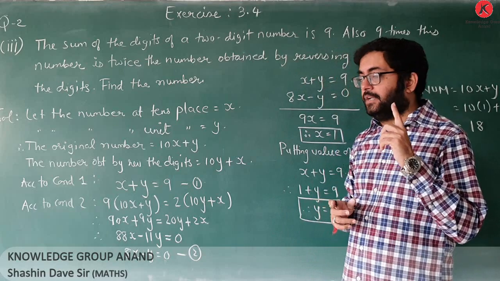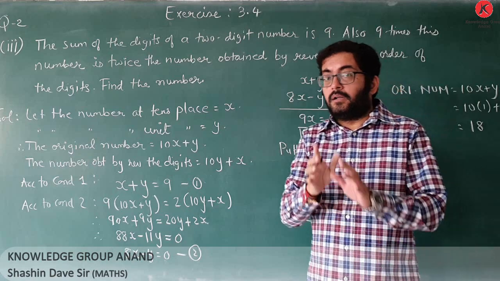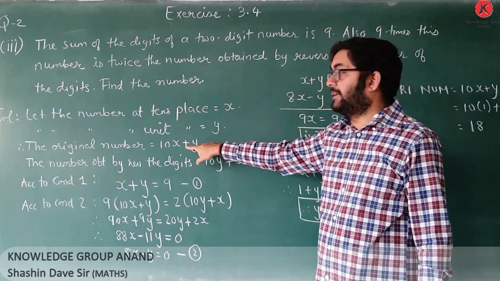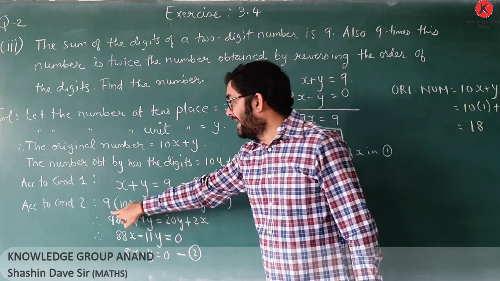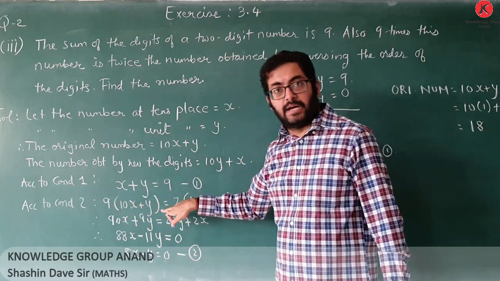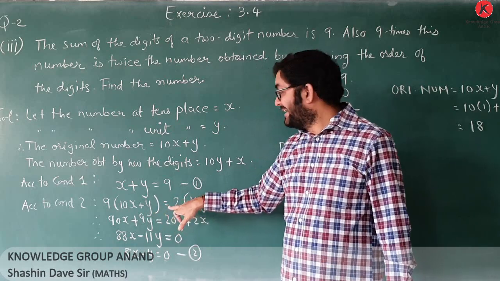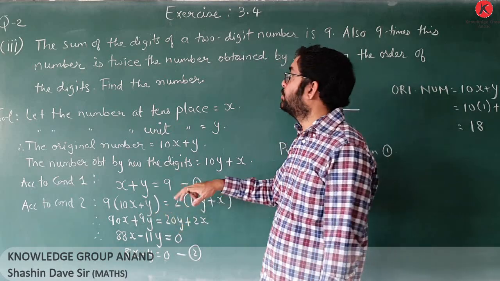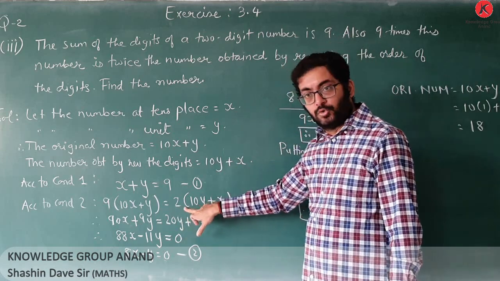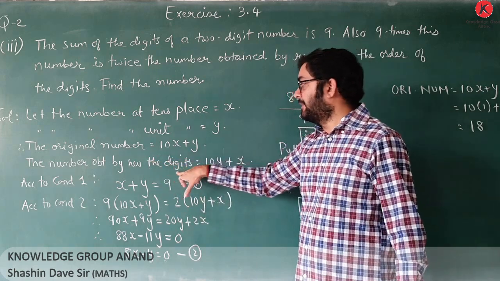Now, understand the condition 2 properly. 9 times the number. Now, digits are not mentioned. What is mentioned? Number. Number is represented as 10x plus y. So, 9 times the number. Be very careful. 9 times the number. So, 9 into what is number? 10x plus y is equal to twice the number obtained by reversing the digits. So, twice means 2. Number obtained by reversing the digit. What is the number obtained by reversing the digit?